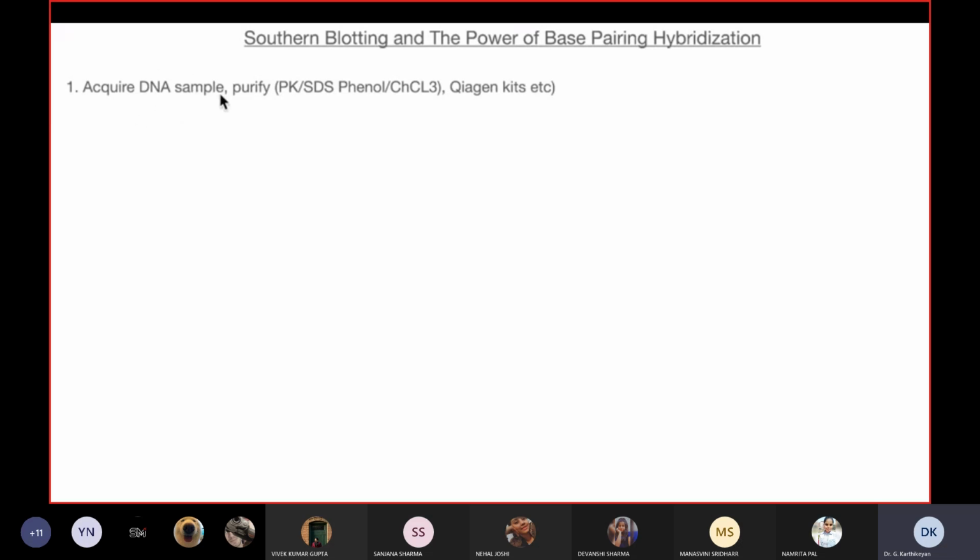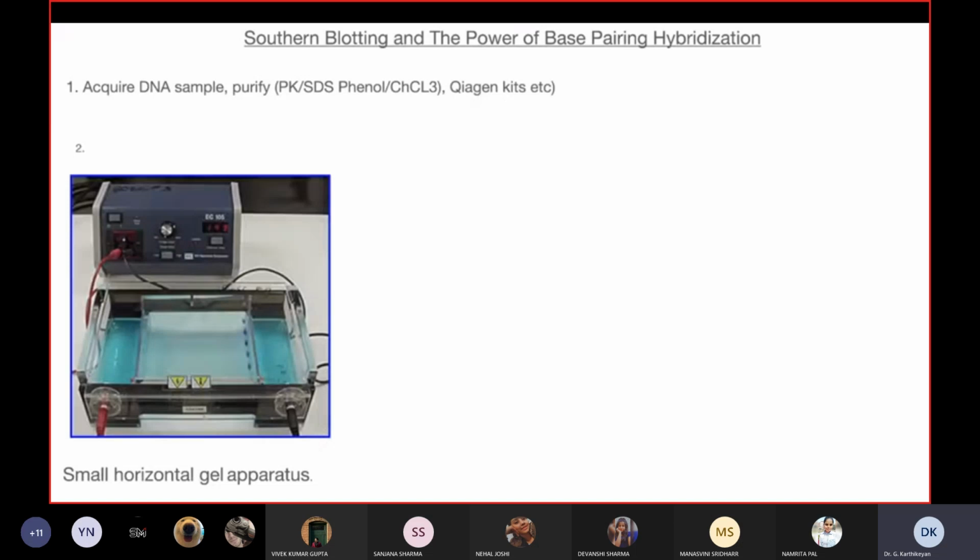You acquire some sort of DNA sample, whatever it is that you're studying, and you purify it some way. We used to use proteinase K, that's PK, and SDS, which is a detergent, and do what's called phenol chloroform extractions. It's very messy, but it's a lot of fun. And you do an ethanol precipitation afterwards. Or you can just use Qiagen kits. Qiagen always makes the best kits. You can purify DNA that way.